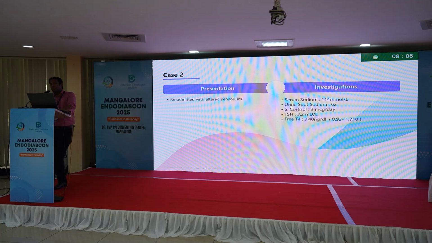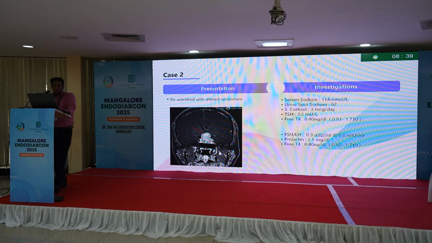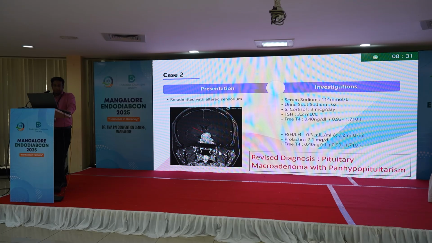Normally, whenever you have hyponatremia, your cortisol should be high, around 18 to 20. Here it is only 3. So this patient had adrenal insufficiency, and if you look at the free T4, it is low. So it is something central, not primary hypothyroidism, but central hypothyroidism along with low cortisol. So it localizes to the pituitary. That is when they assessed the other pituitary axes, and all axes were involved. This is the MRI. The MRI showed a pituitary macroadenoma, which was causing hypopituitarism and hyponatremia. So your revised diagnosis is pituitary macroadenoma.